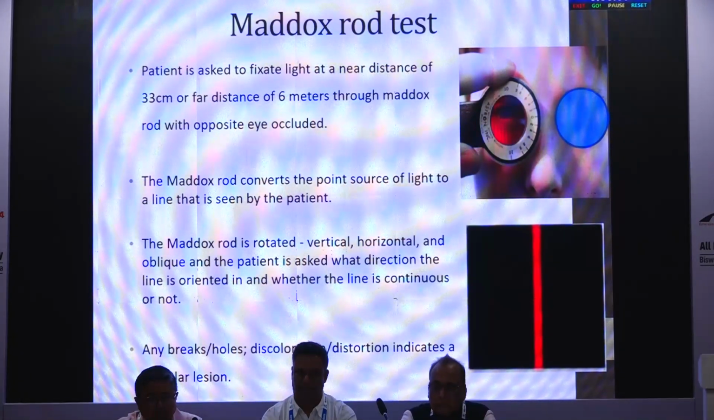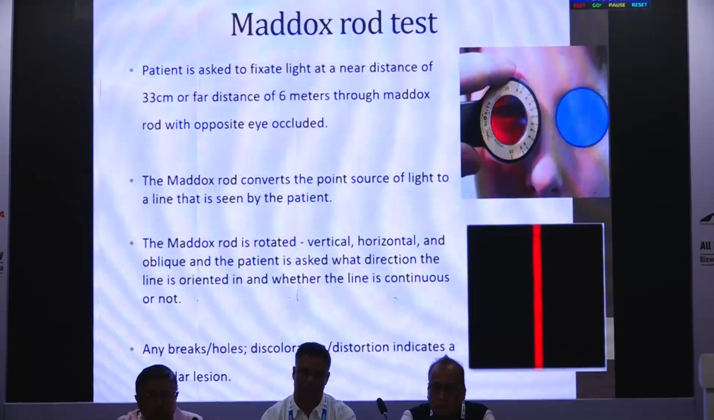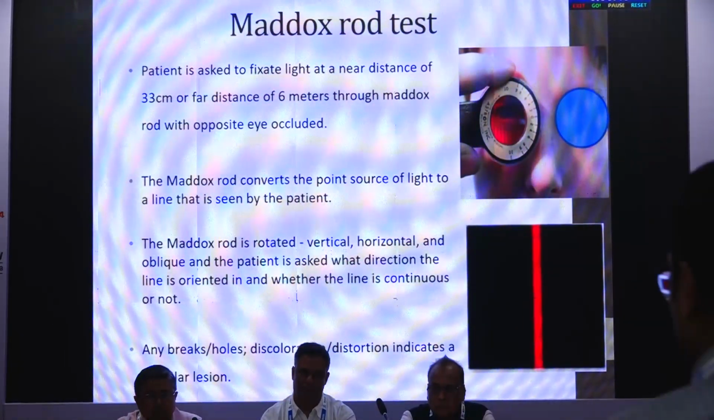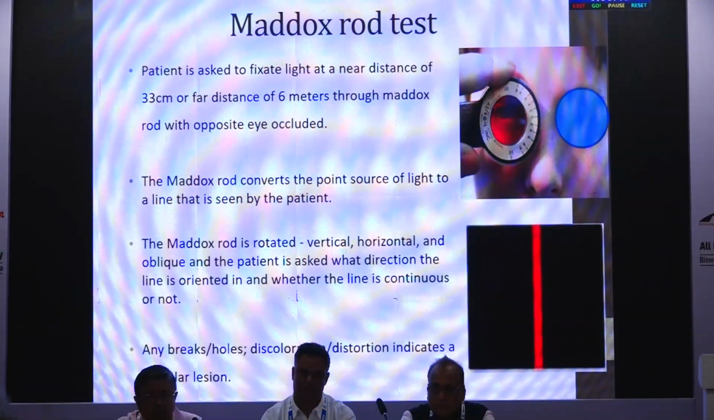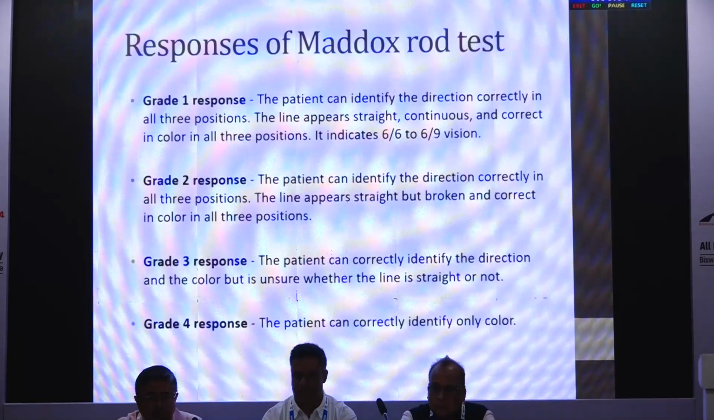In the Maddox rod test, the patient is asked to fixate on a light either at a near distance of 33 centimeters or a far distance of 6 meters through a Maddox rod, with the opposite eye occluded. It converts the point source of light to a line that is seen by the patient. The Maddox rod is rotated vertical, horizontal, and oblique, and the patient is asked in what direction the line is oriented and whether the line is continuous or not. Any breaks or holes, discoloration, or distortion indicate a macular lesion.